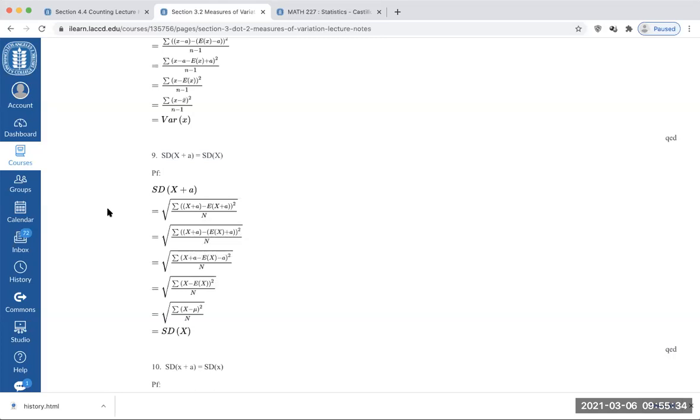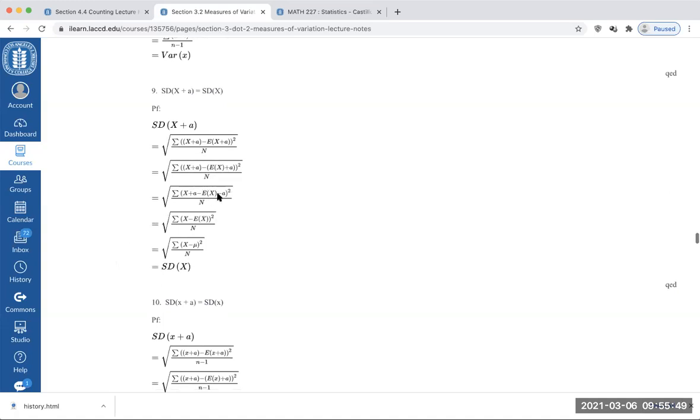By the properties of the mean from the previous section, I have that the expected value of x plus a is just the expected value of x plus a. Distribute the minus sign inside the parentheses. So this is equal to minus expected value of x minus a. The a's cancel. And so I just get inside the parentheses x minus the expected value of x, which is mu. And so I have that this is the square root of the sum of x minus mu squared over n, which is just the standard deviation of x.